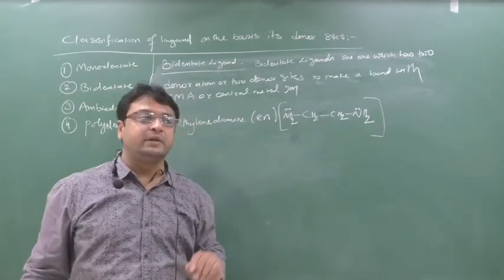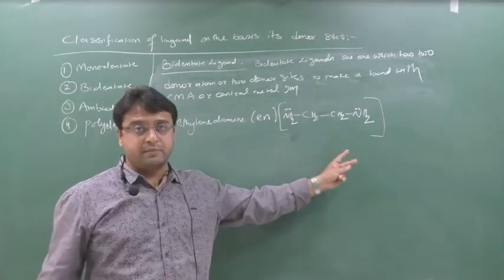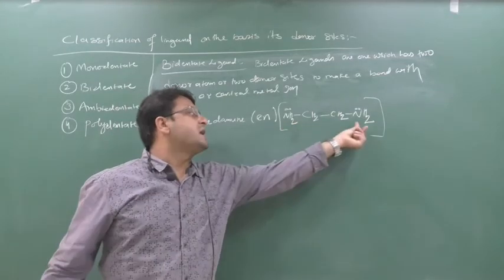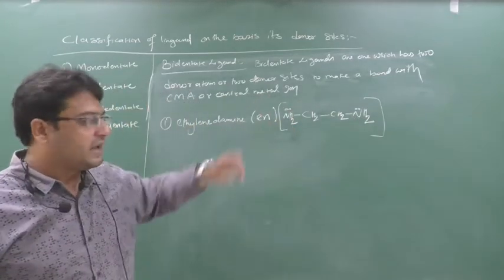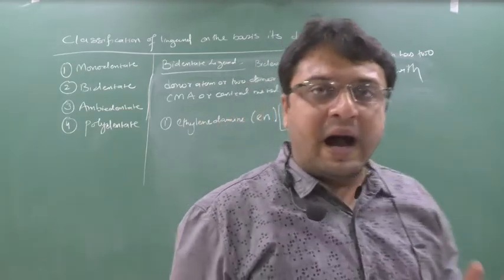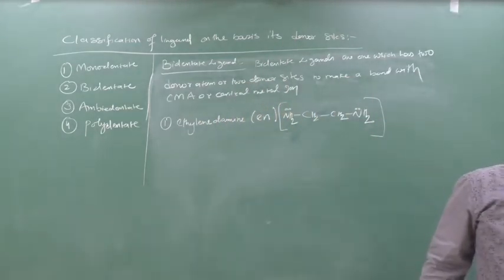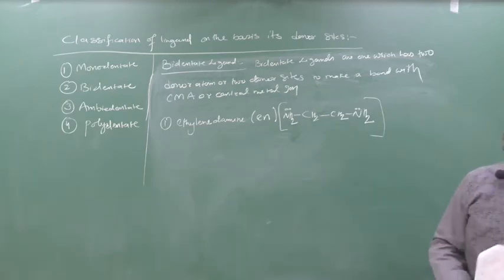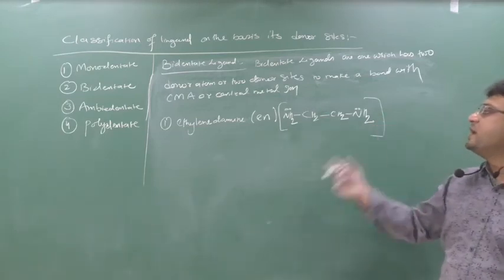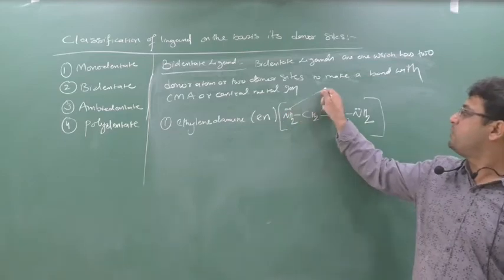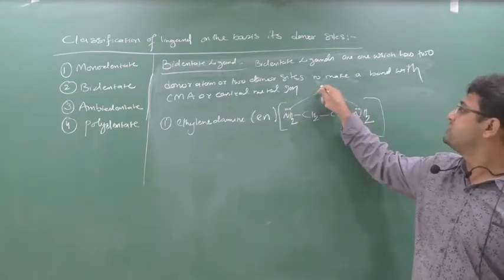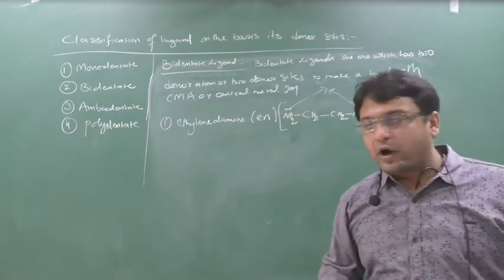So how many donor atoms will be there in bidentate? There are two donor atoms because there are two sites. Site number one, site number two. So this is a bidentate ligand. Understanding? So a bidentate ligand is a ligand in which there are two donor atoms or two donor sites. This is donor site one, this is donor site two. From here also a bond will come, here also they can make a bond. So there are two donor sites.